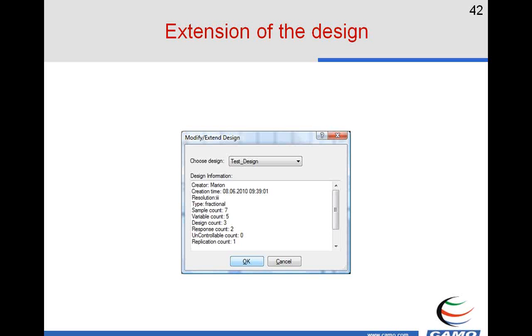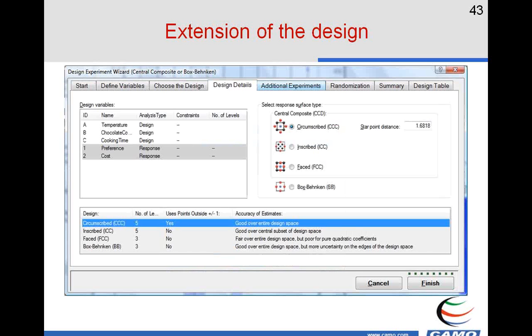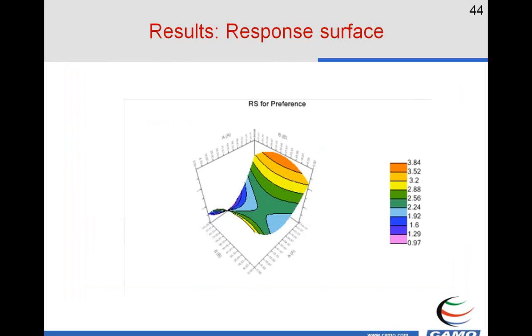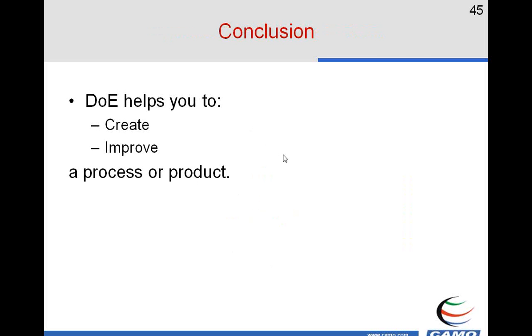You can directly extend the design if you want to, and go through an optimization design. So here we select this one, and you can get response surface. So that's how you will be able to find out the best condition for your process or for your product. So that's how you optimize. So to conclude on this DOE part, DOE helps you to create or to improve a process or a product, and it's a very structured way of working.